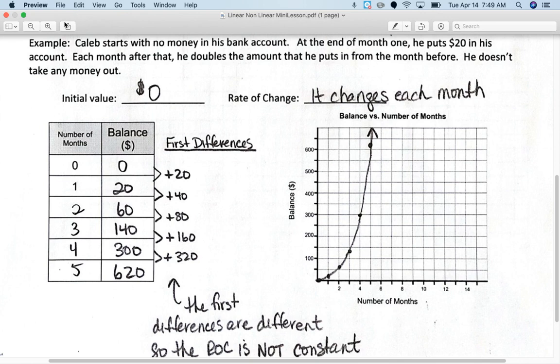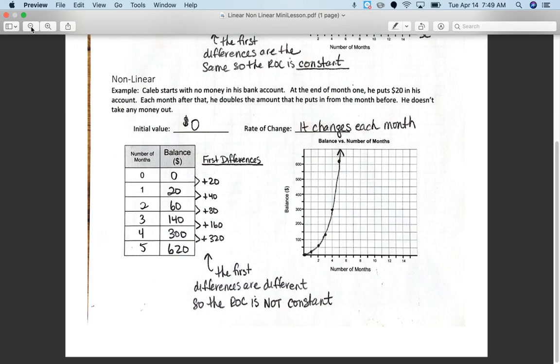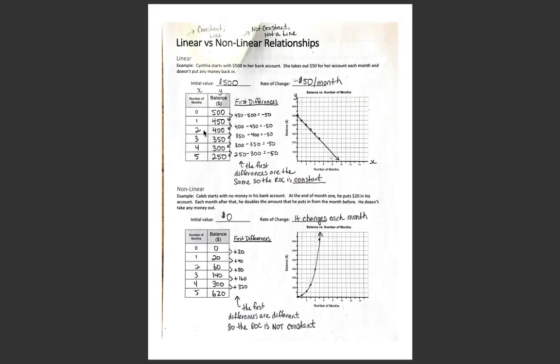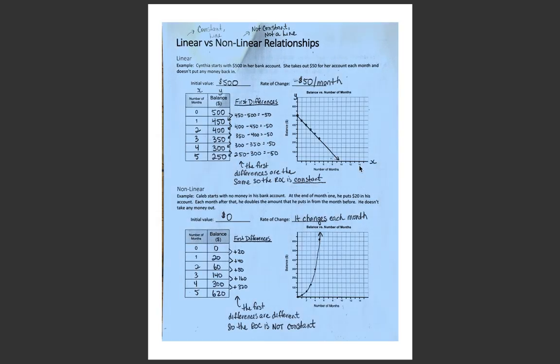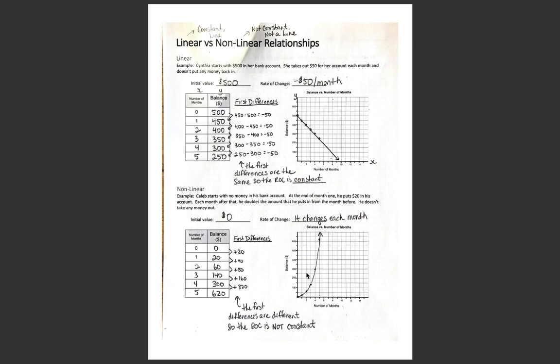Okay, so just to summarize, I would like you to be able to determine whether or not something is a linear or non-linear relationship. There are a couple of different ways you can do that. The graph is probably the easiest way. So you can look at the graph. If it makes a line, it's linear. If it doesn't make a line, if it makes some kind of curve or some kind of alternating pattern, then we know it's not linear.